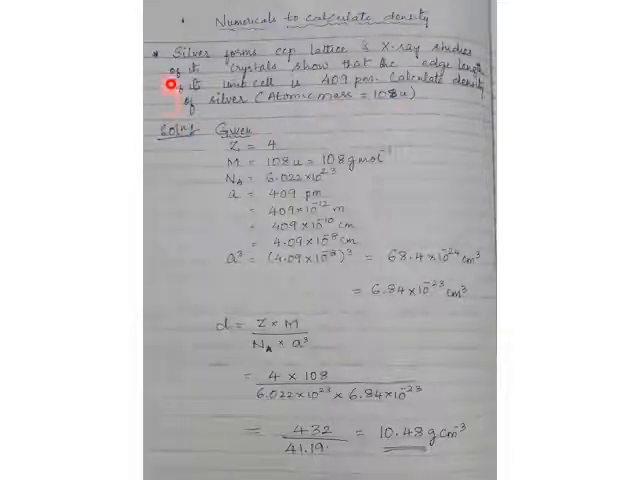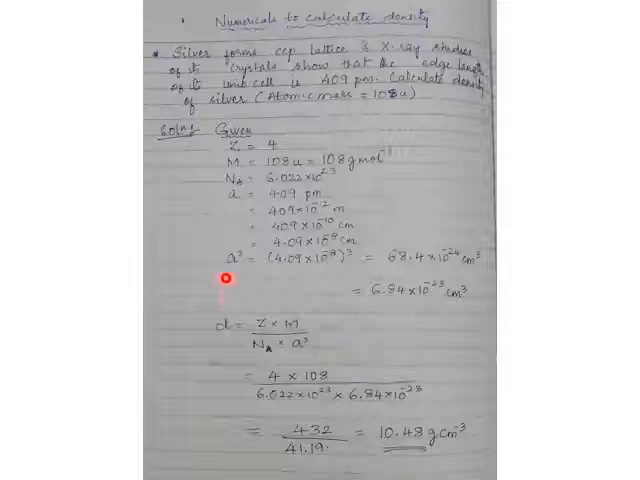Now here in the question they have given silver forms CCP lattice. CCP lattice in the sense it is having FCC structure. So this indicates the value of Z. So we have to take the Z value as equal to 4 as there are 4 particles per unit cell of FCC. Molar mass is given 108, which can be expressed directly as 108 gram per mole. Avogadro number. Edge length is given 409 picometer.